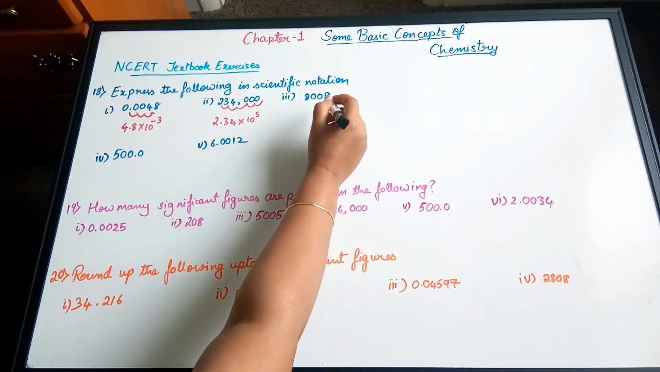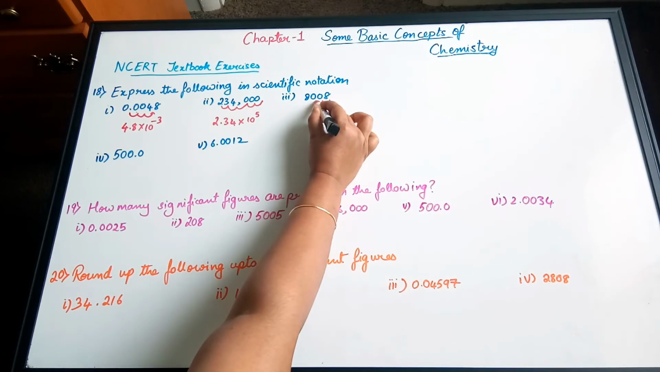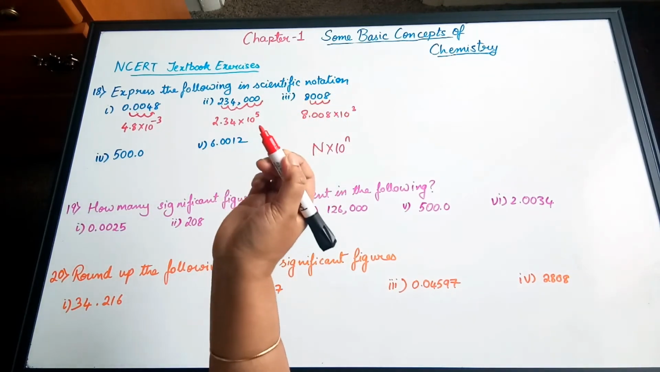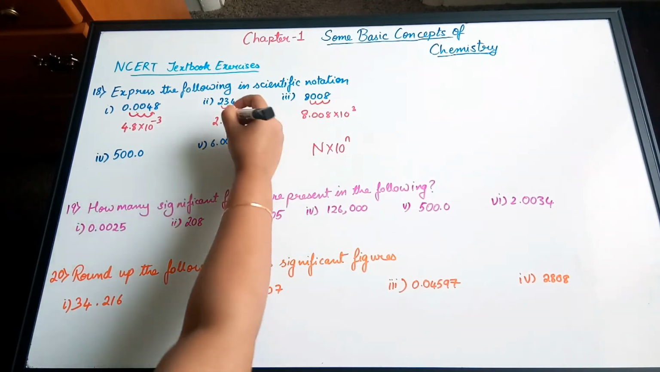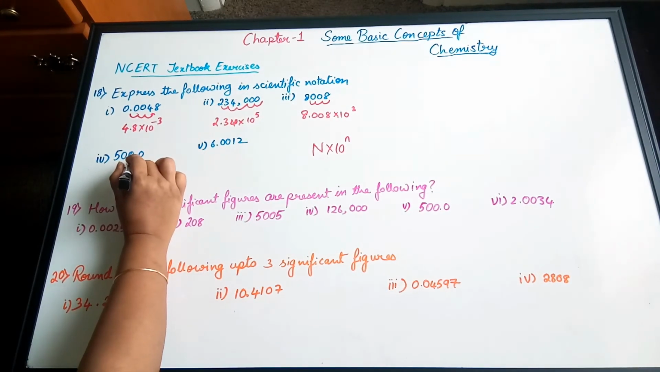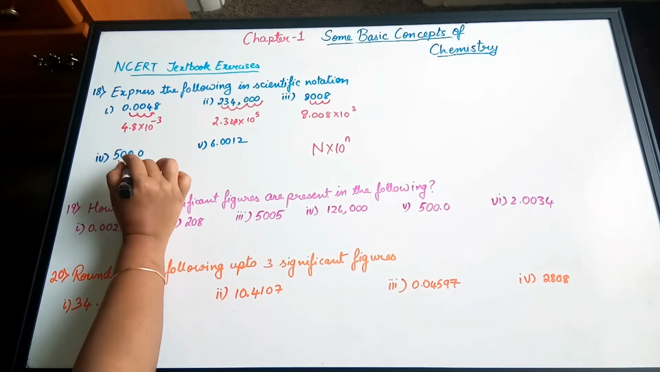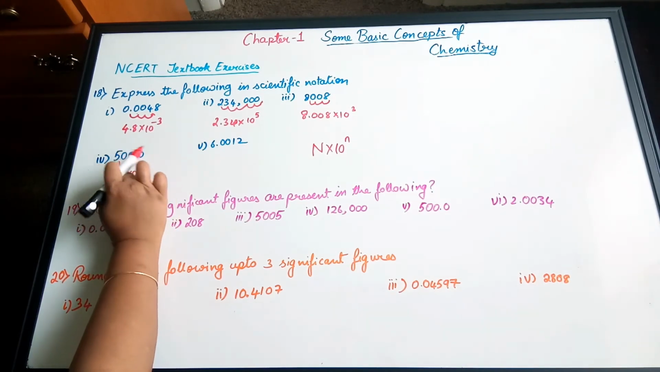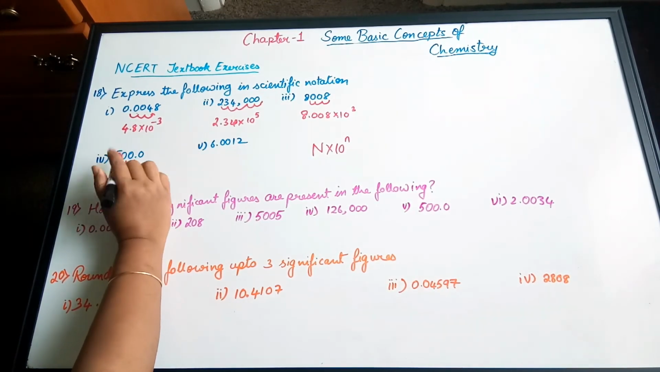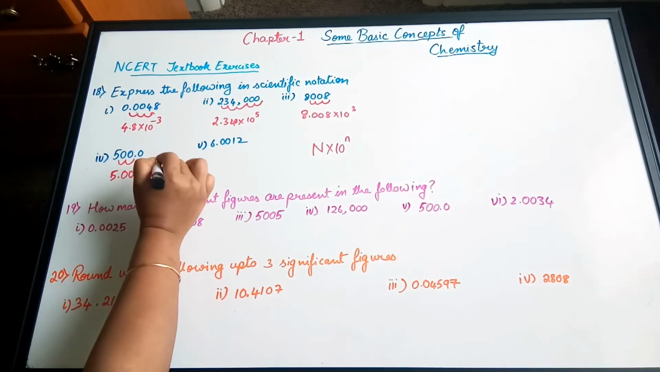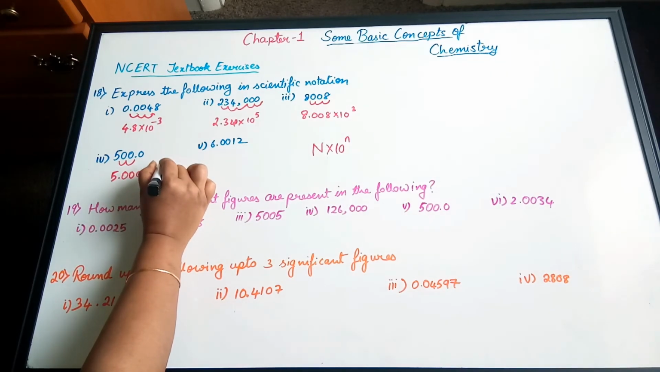Similarly, here also it is moving to the left. So 1, 2, 3. So 8.008 into 10 to the power 3. Next, here you have 500 and it's moving to the left, of course. So 1, 2. So 5 into 10 to the power 2, or rather better put as 5.000 into 10 to the power 2, because this shows the accuracy.